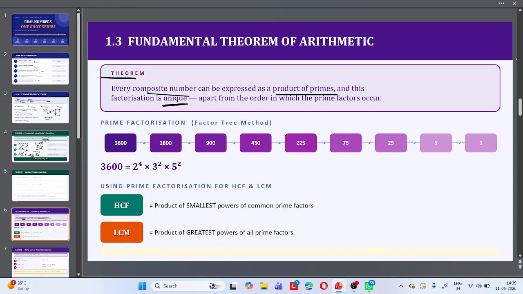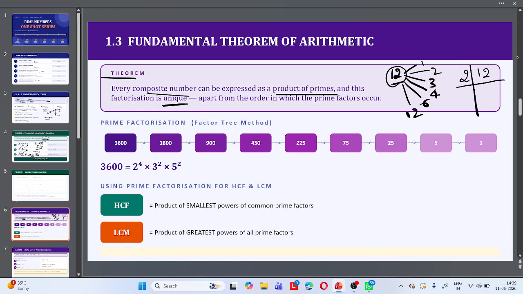Let me take a simple example. 12 is a composite number, right? Because it has factors other than 1 and the number itself. It has factors 1, 2, 3, 4, 6 and 12 itself, right? These are the factors of 12, so it is a composite number. How do we write this 12 as a product of primes? We need to divide using only primes. So the smallest prime is 2.